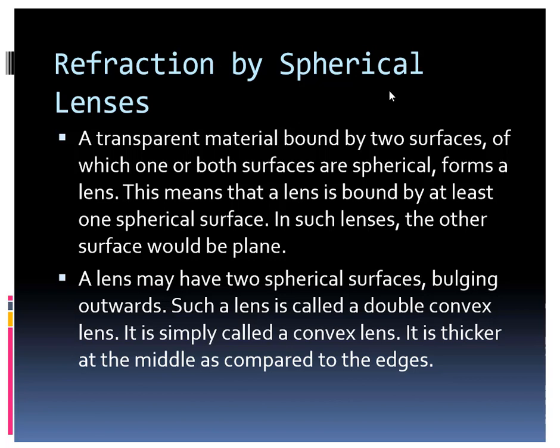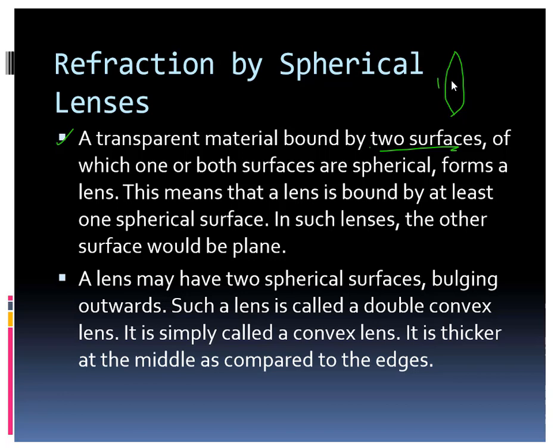So what is a spherical lens? A spherical lens is a transparent material bounded by two surfaces, of which one or both of the surfaces are spherical. This is one surface, this is another surface.